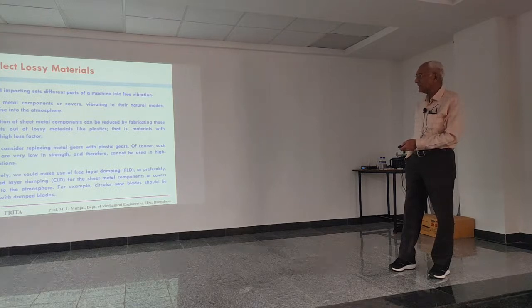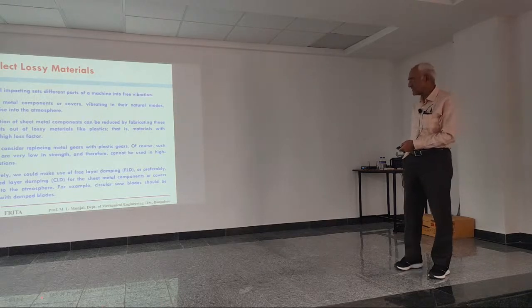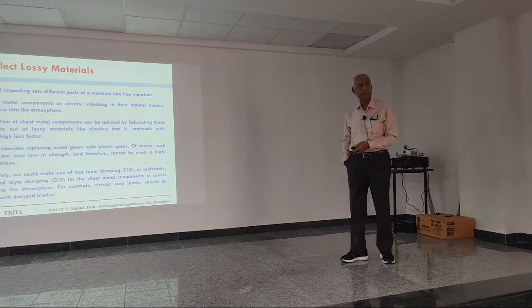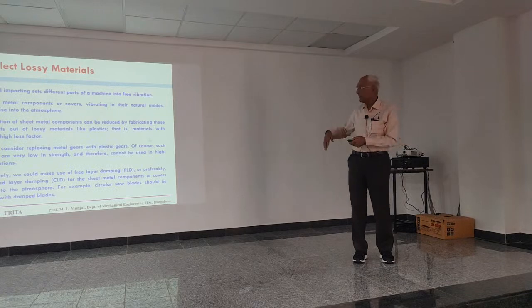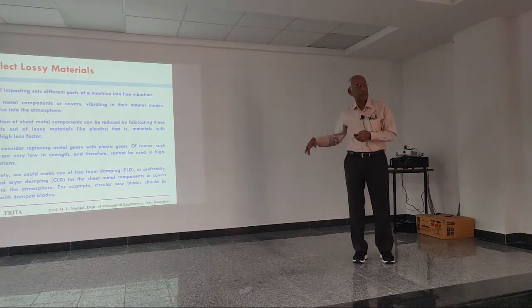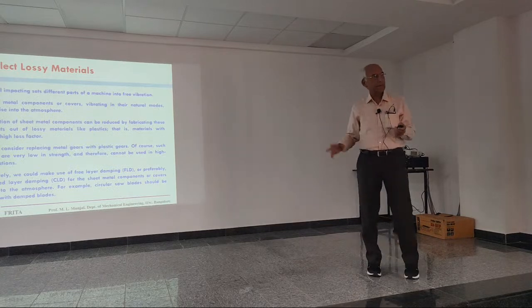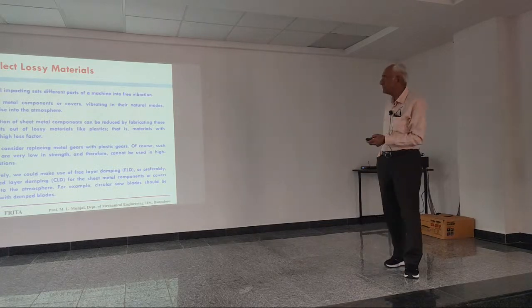Alternatively, we could make use of free layer damping or preferably constrained layer damping for the sheet metal components or covers exposed to the atmosphere. For example, a simple one: a circular saw blade should be replaced with damped blades. In fact, I will be coming to many such examples later. Just simple things like this we do, and the problem is taken care of.